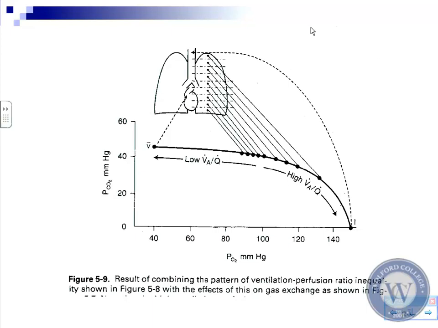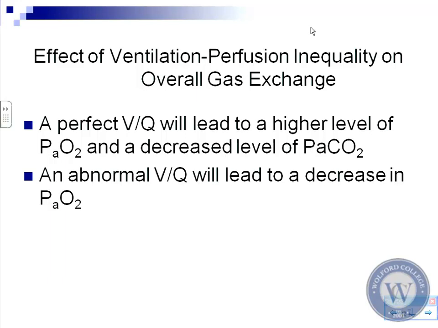And this is another way of looking at it. The effect of ventilation perfusion inequality on overall gas exchange is that perfect VQ will lead to a higher level of PaO2, which is the arterial O2. Remember, the maximum you can really reach of arterial PO2 will be at your maximal point of alveolar ventilation, which in this case is around 100 for the example we just said. So the maximum PaO2 you can be in that situation would be 100. And a decreased level of PaCO2 is what you end up seeing, to around 40. And abnormal VQ will lead to a decrease in PaO2 every time.